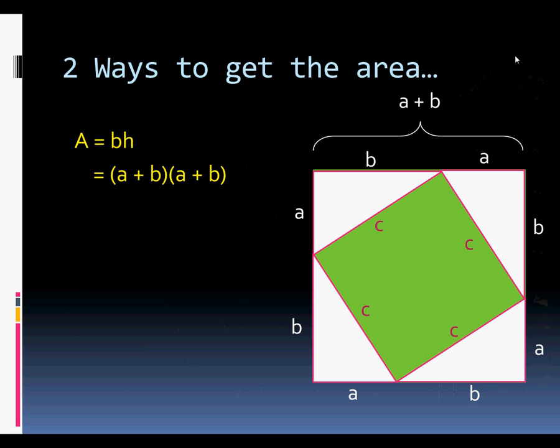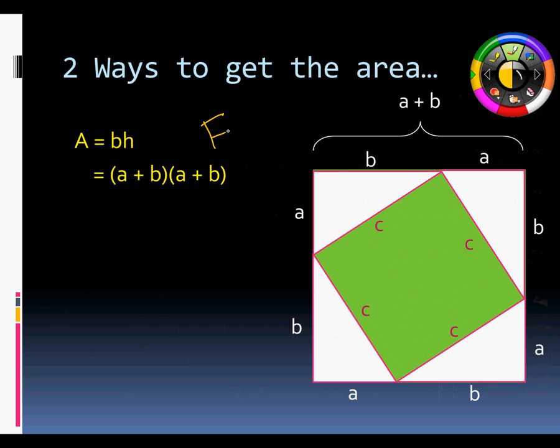That's just not true. You have to remember that when you have 2 binomials, you have to do something to them. That thing that you have to do is called foiling. You need to FOIL these 2 binomials together. And so we go first times first is going to be A squared. Outer is going to be AB. Inner is going to be AB. And last is going to be B squared.